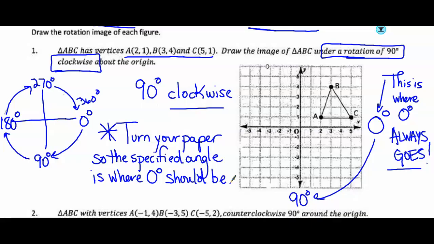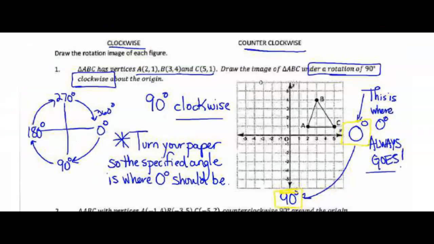Now I'm going to have to turn my paper here on the screen. What I want you to realize is the specified angle is 90 because we just did that. You want to turn your paper so that 90 is where 0 should always be. And I told you 0 should always be to the right. So let me see if I can turn my paper the way this looks. I'm going to have to pause.